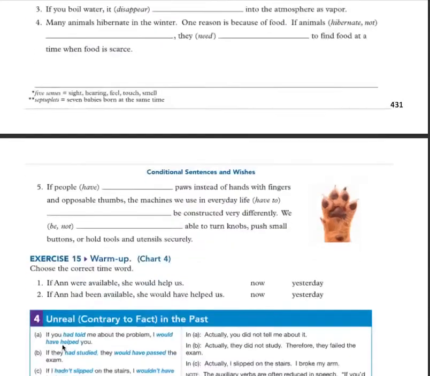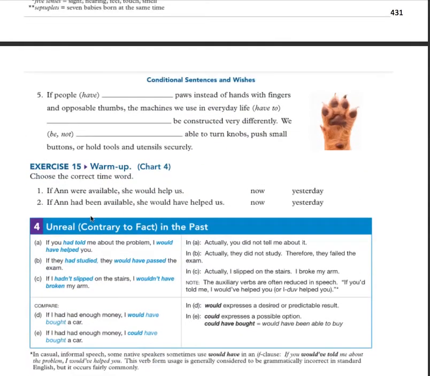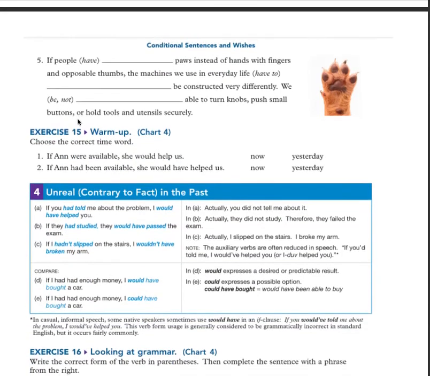Number 5. If people had paws, these are paws right here. If people had paws instead of hands with fingers and opposable thumbs, the machines we use in everyday life would have to be constructed very differently. We wouldn't be able to turn knobs, push small buttons, or hold tools and utensils securely.